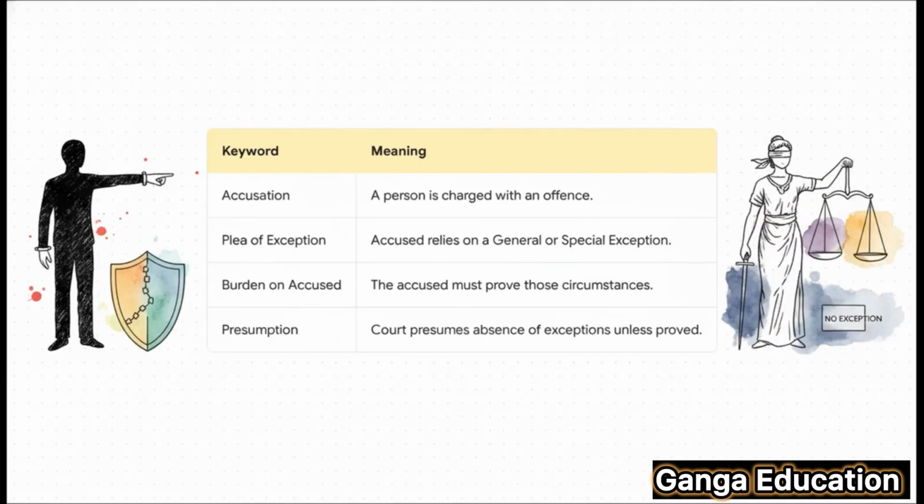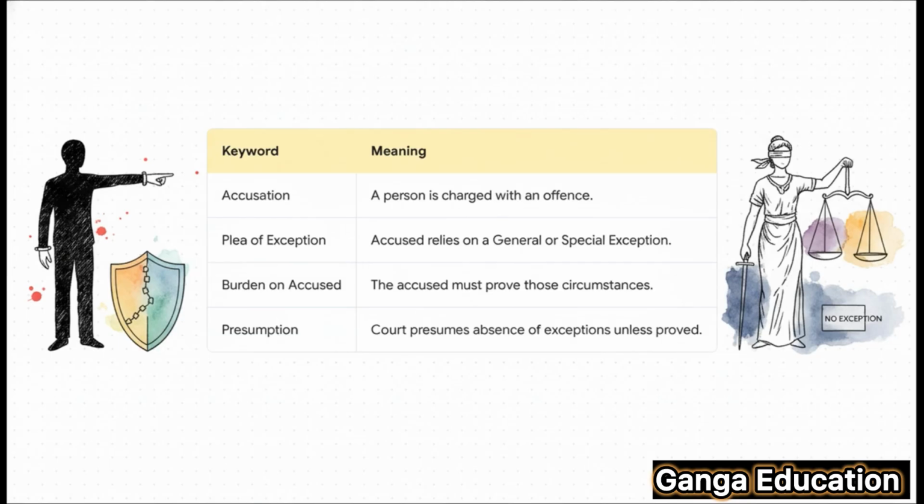So we can break this section down into four essential ingredients. 1. There has to be an accusation of an offense. 2. The accused must actually plead an exception, like insanity or private defense. 3. The burden to prove that exception is on the accused. And 4. The court will always start with the presumption of absence of such circumstances.